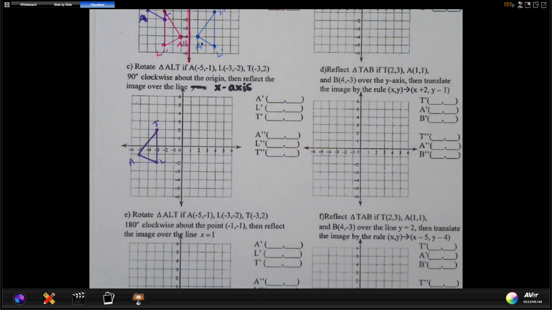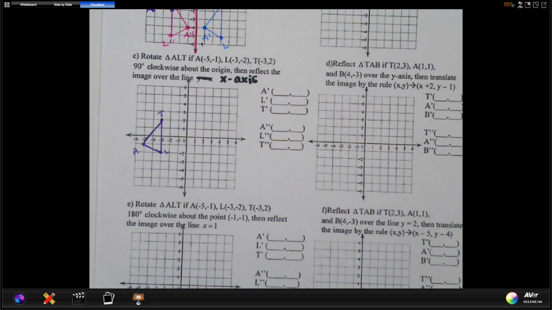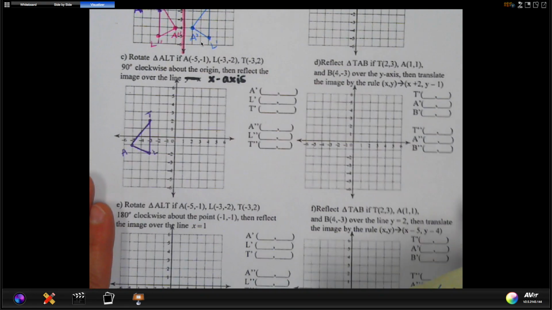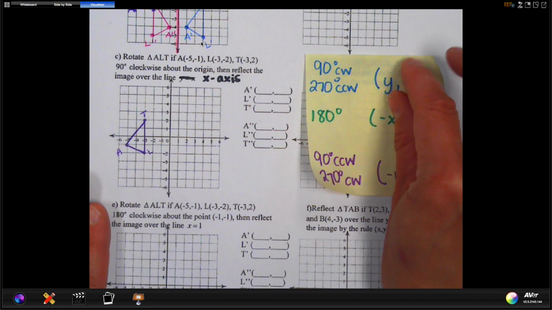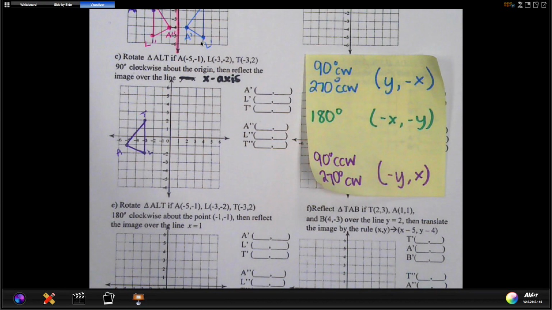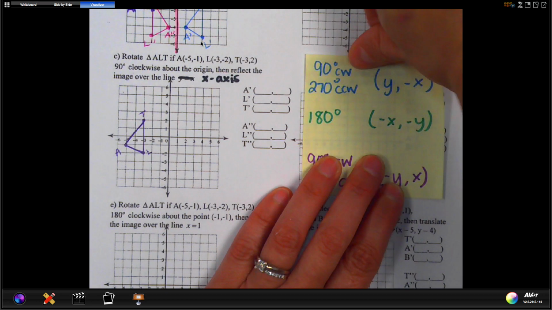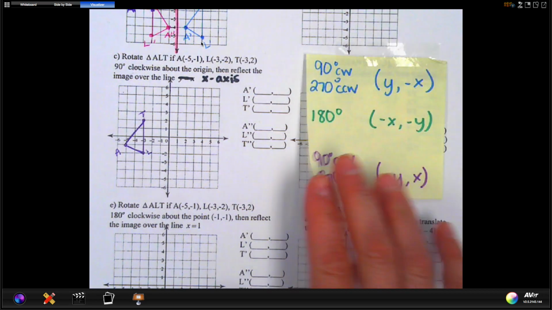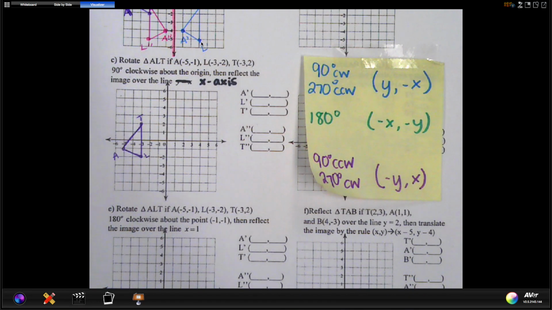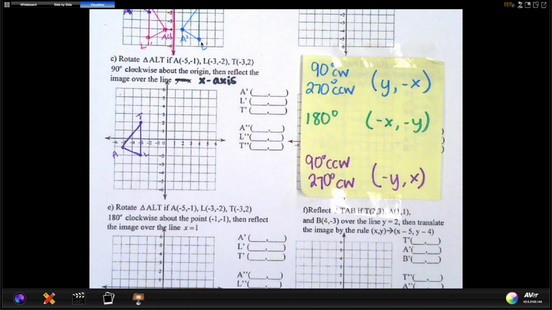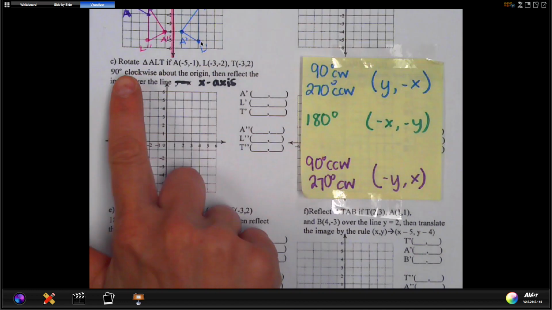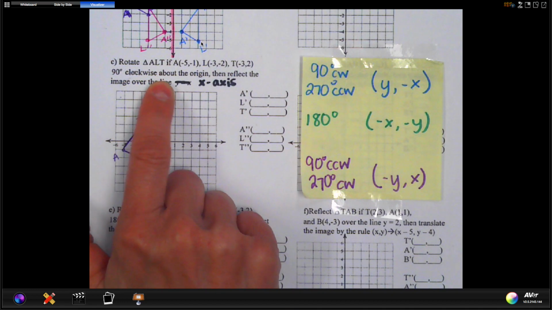So this time, it says rotate triangle ALT 90 degrees clockwise about the origin, then reflect the image over the line x-axis. So let me remind you, if you don't have it right in front of you, what the rules are that we wrote down for our rotations. So the rules for rotations are these. If you don't have them in front of you, please make sure you write them down so you can complete the rest of the homework here. But here they are. So what our start is to rotate this guy 90 degrees clockwise about the origin.